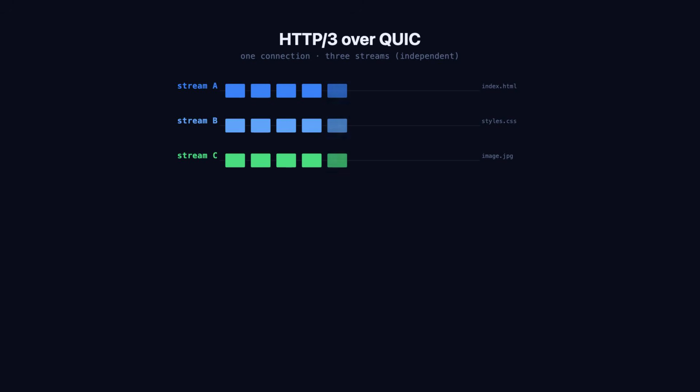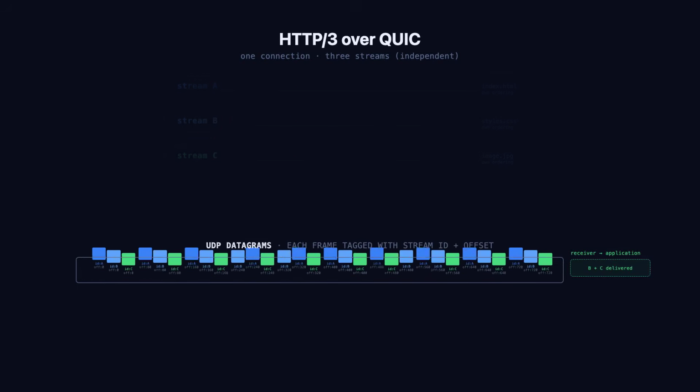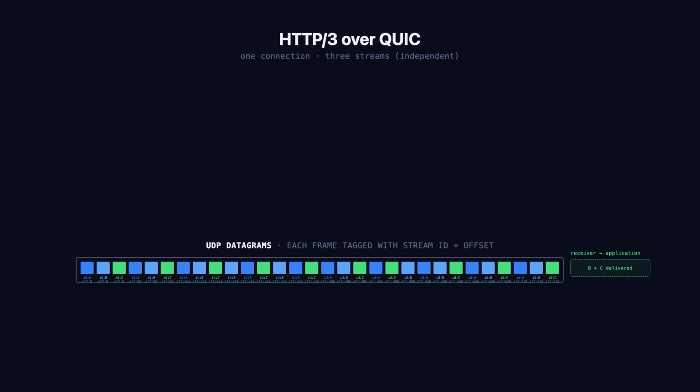Now back to the head-of-line problem. QUIC's fix is to make streams a first-class concept inside the transport itself. In TCP, the kernel sees one byte stream. In QUIC, every UDP packet carries one or more frames, and every frame is tagged with a stream ID and an offset. Stream A and Stream B are not interleaved bytes. They are separately tagged, separately tracked, separately recovered.